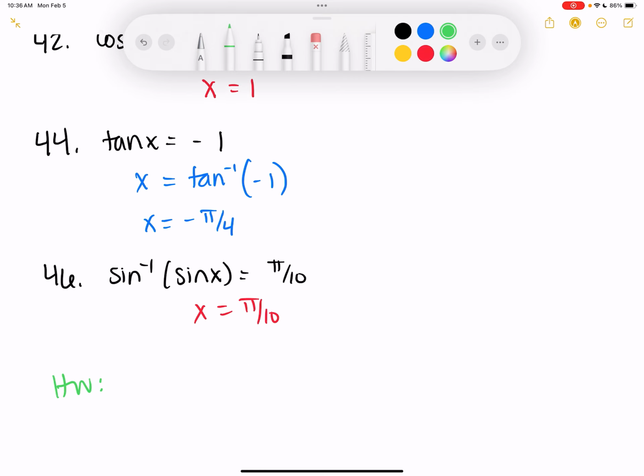All right, and don't forget, on those you don't have to do all of them. It's just enough to make sure you know what you're doing. 23, 29, 31, 41, and 43. That should be a little bit of variety within those.